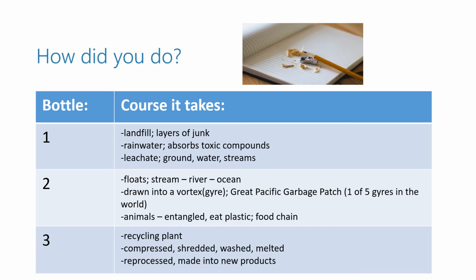It gets into the ground and waterways, pretty much the whole ecosystem. With bottle 2, it was thrown out and floated into all the waterways until finally ending up in the ocean. It gets drawn into a vortex or a gyre. Depending on where it was thrown out, it will end up in one of 5 gyres around the world. All the garbage that ends up there causes the animals to either become entangled in that mess, or they eat it, and in turn it ends up going up the food chain, many times on our plates. That's something to really think about. If you're not worried enough about the animal world, think of humans as well.